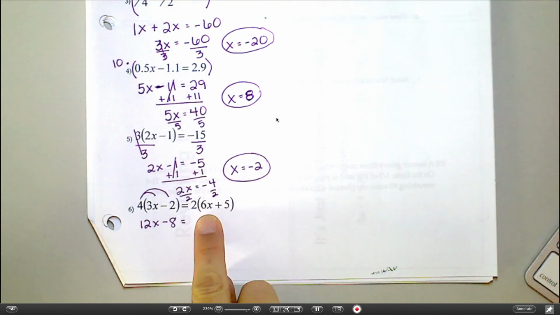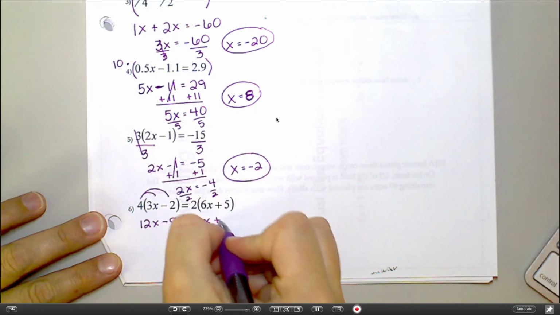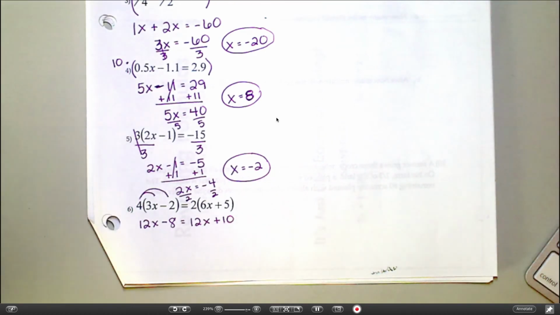Kaylee, can you tell me what this other side would look like? Sorry, other Kaylee. 12x plus 10. Good. Distribute that to 12x plus 10. Sorry, I have to call you other Kaylee. I don't know last names yet. I've got first names.